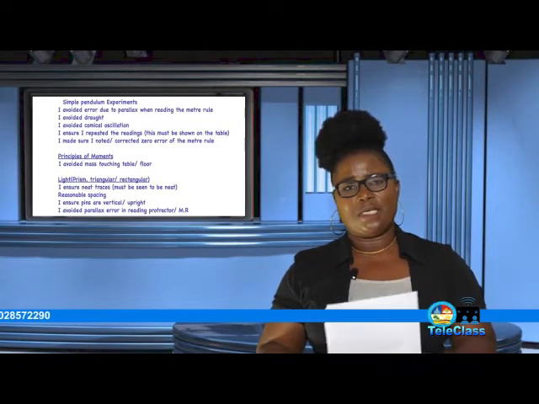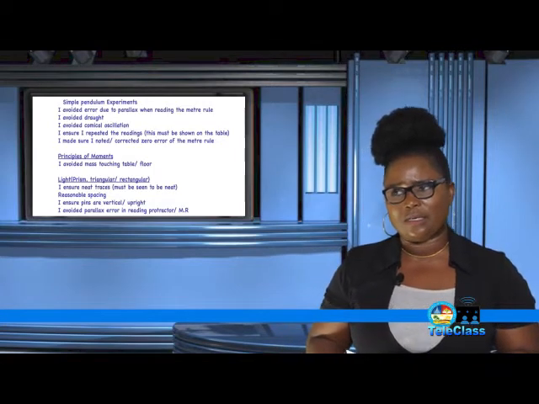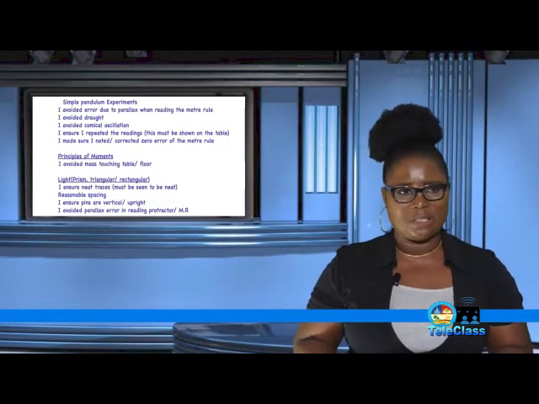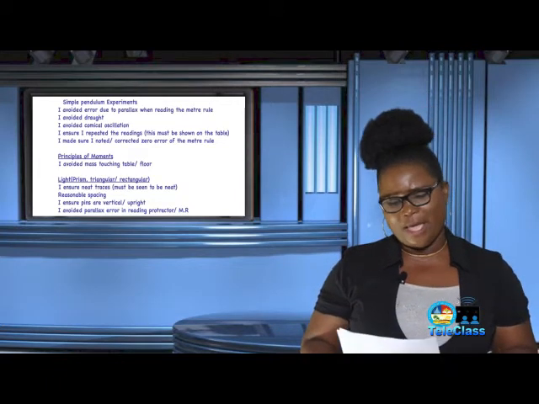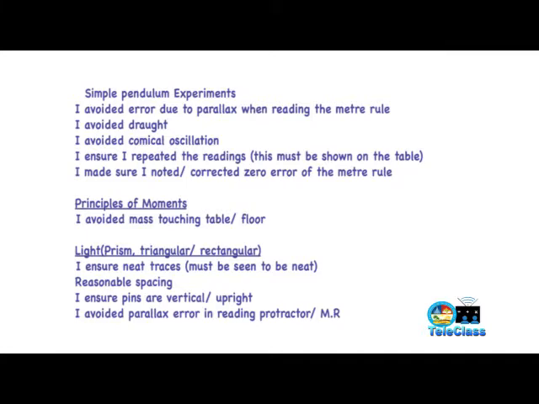For instance, the simple pendulum practical, and also for principles of moment. The precautions are like: avoided error due to parallax when reading the meter rule or stopwatch. 2, avoided draught. Now, draught is very important. We don't use air. If you say avoided air, you will fail it. We don't mention air. Instead, you write draught, D-R-A-U-G-H-T, avoided draught. Avoided conical oscillations.